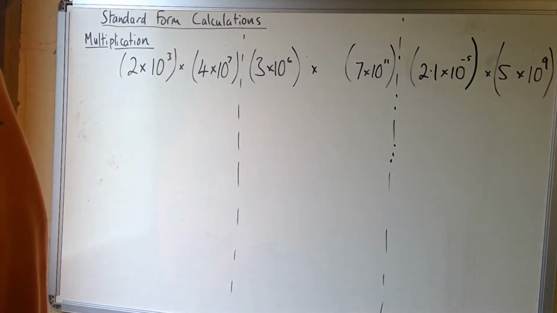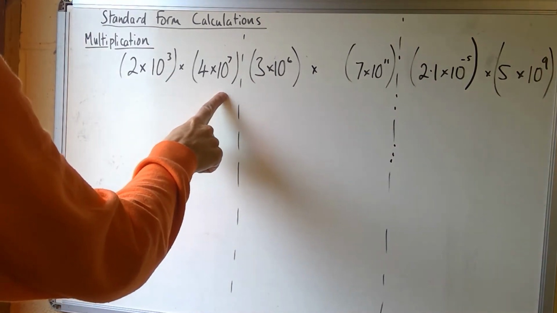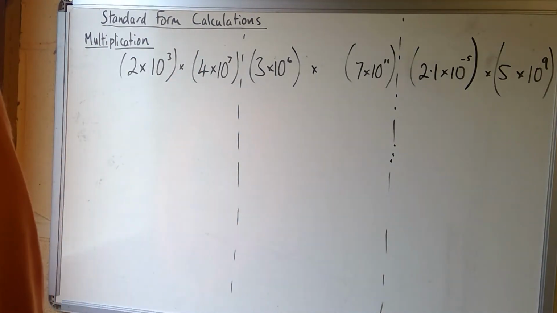When I'm multiplying with numbers in standard form, I don't need to rewrite them as whole big numbers. I could do, but I don't need to. That's actually a waste of time. We're looking at quick methods.